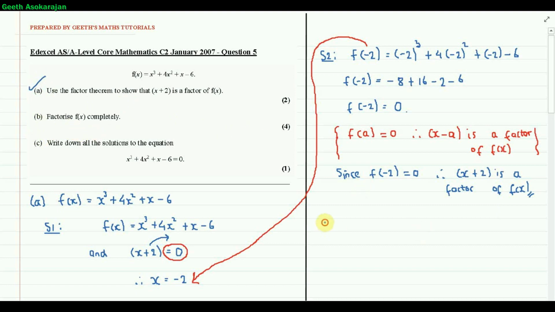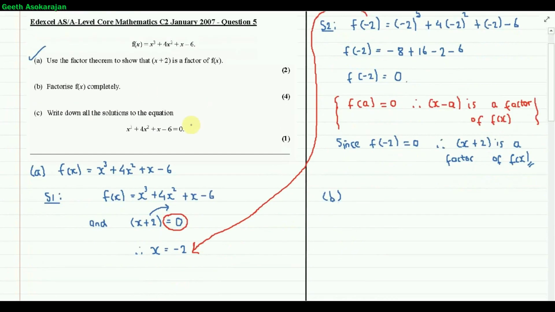So for part B, let me continue down here. Part B, factorize f(x) completely. If you're unaware of the approach, again, I've created videos explaining how to factorize a cubic polynomial completely, and I'll give links to those videos in the description below. But the approach is we need to divide f(x) by a factor of f(x). So that is step number one of the process.